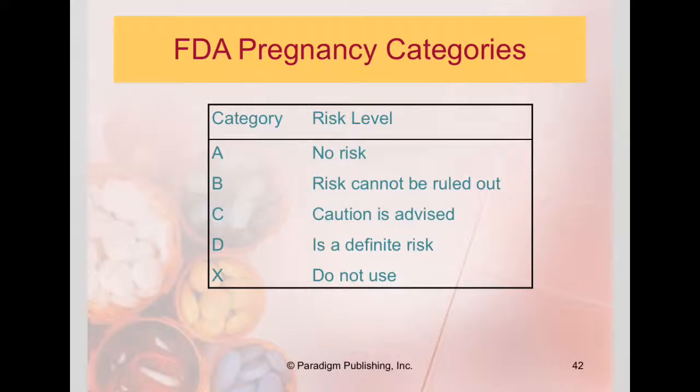These are the pregnancy categories. A being no risk, B being the risk cannot be ruled out, C, take it with caution, D, it's a definite risk, and X, absolutely do not use. Like I said with the Accutane, they make most girls taking that have pregnancy tests once a month, and they also have to take an oath before they can get the prescription saying that they will not get pregnant while using that drug.